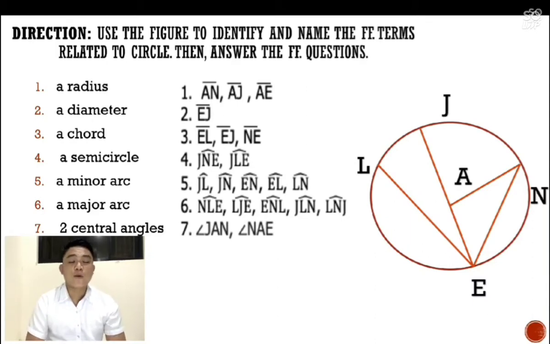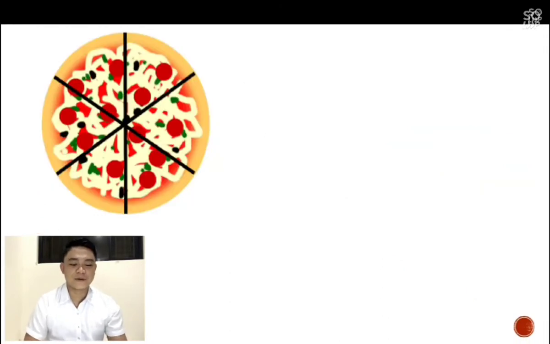Number 6, we have major arc. We have also 5 major arcs: NLE, LGE, ENL, GLN, L and G. And for number 7, we have two central angles. We have angle JEN and angle NAE. Some more questions about our first activity? There's none. Okay, now let's continue.